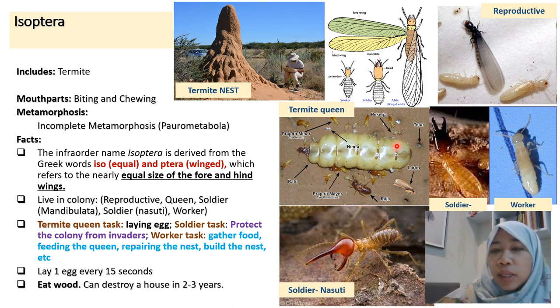Look how big this queen is. Why is this queen big? Because the abdomen is full of eggs. The task of this queen is laying eggs. So all of the time in their life is only for producing eggs.